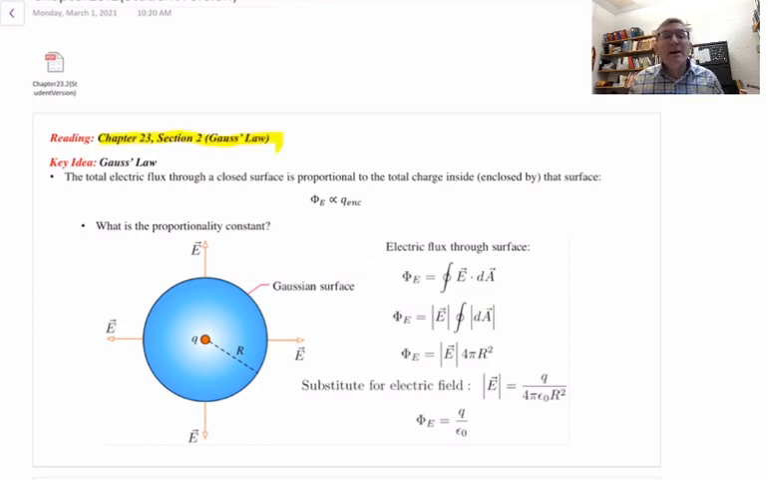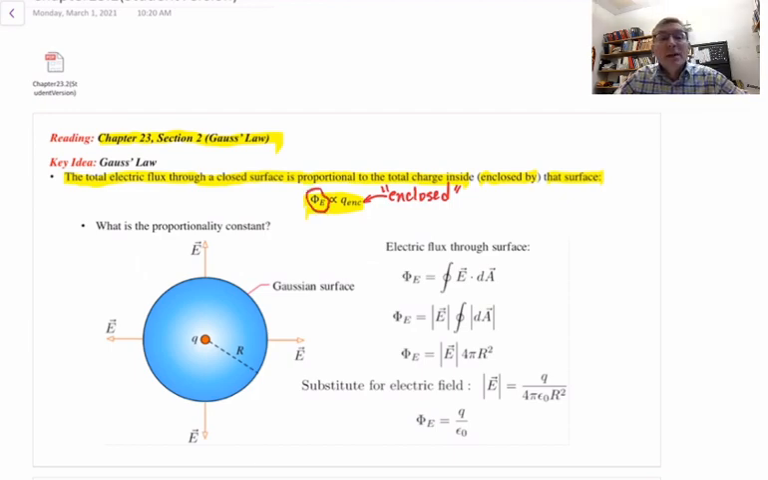And here's a statement of Gauss's law, first in words. The total electric flux through a closed surface is proportional to the total charge inside. We often say the total charge enclosed by that surface. So here it is in symbols. Phi electric is proportional to Q enclosed. ENC stands for enclosed.